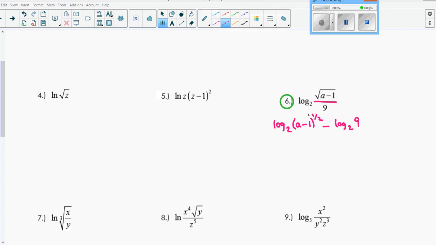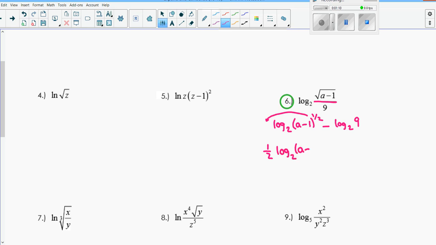From here, we can bring down our exponent. So by rewriting it like this allows us to bring our exponent down. So this would be 1/2 log base 2 of (a minus 1) minus. Anytime that something can be rewritten, we want to make sure that we rewrite it. So 9 is the same thing as 3 squared, which if the exponent is 2, just like the 1/2, it comes down in front. So now this would be 2 log base 2 of 3. And that would be our answer.